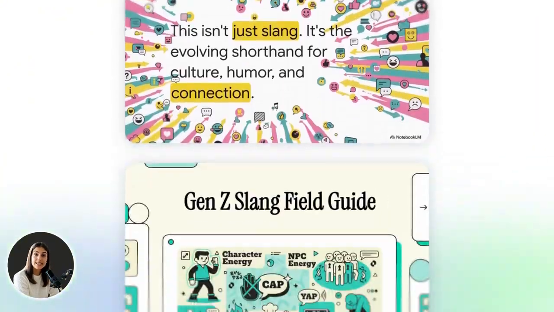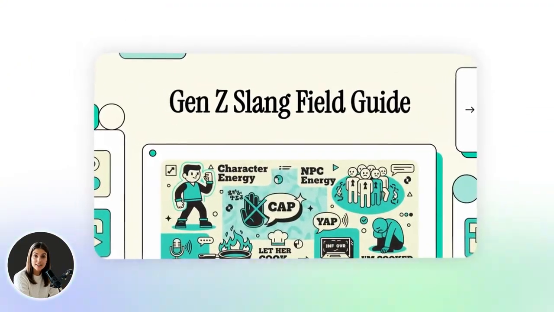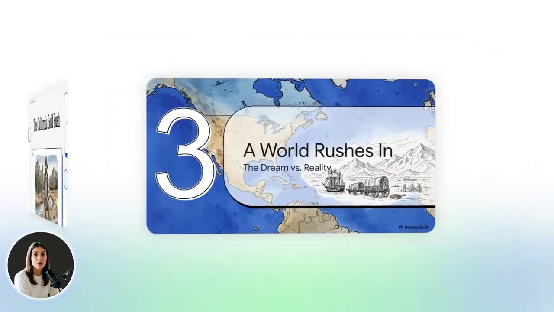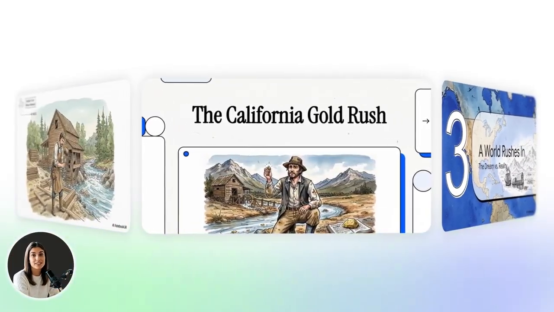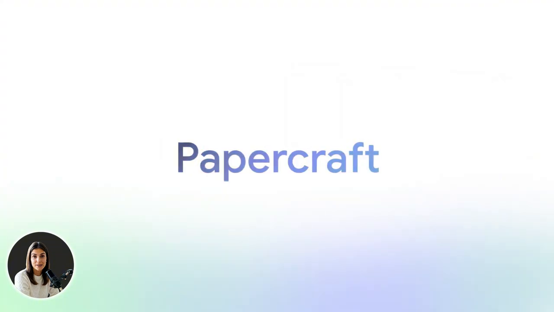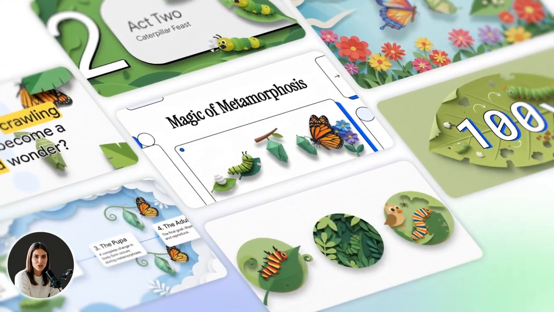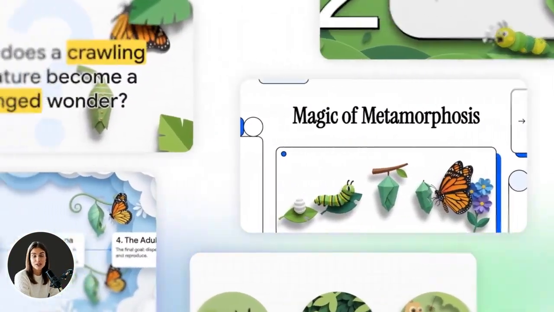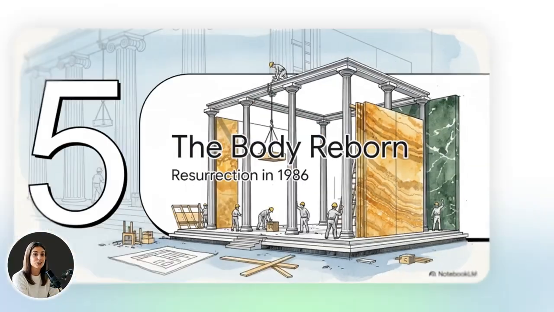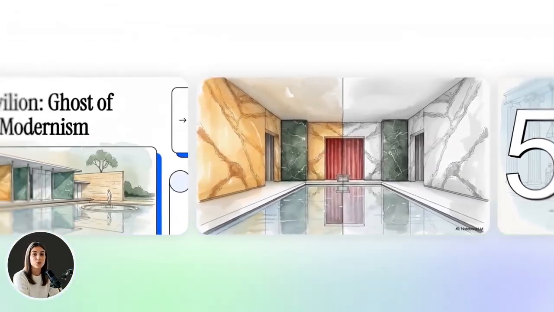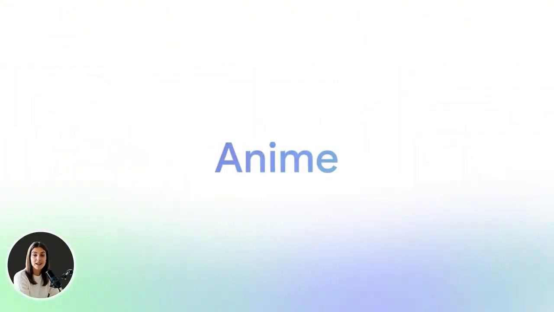There are also 8 visual style options, including classic, whiteboard, watercolor, anime, and more. These are powered by Google's Nano Banana Image Generation model, added in October 2025, which generates custom illustrations based on your actual source content. Or you can just let Notebook LM pick the style for you.